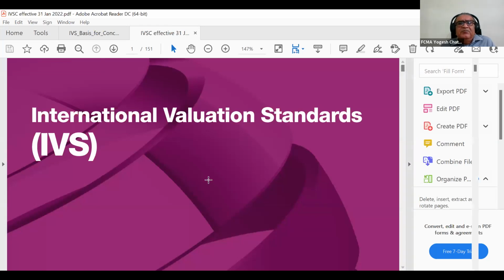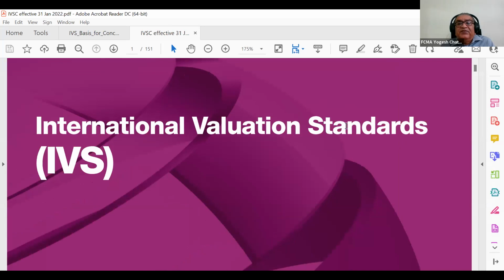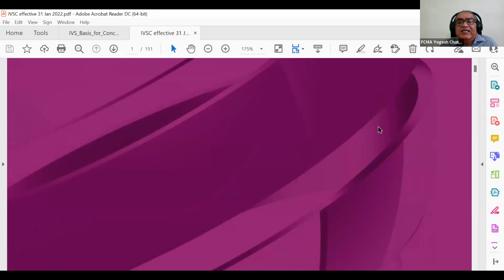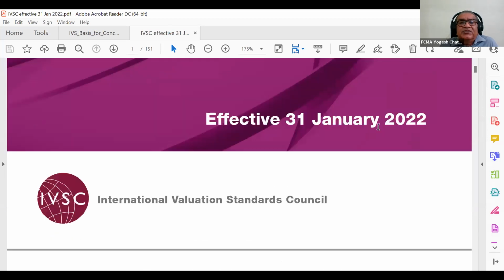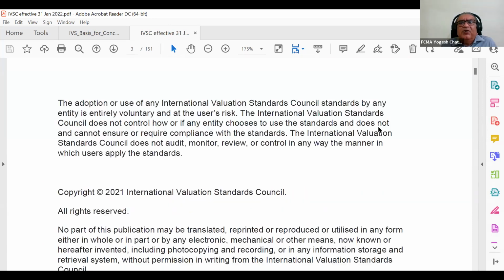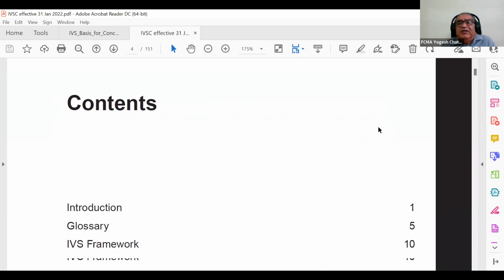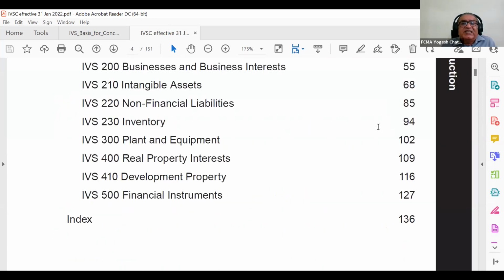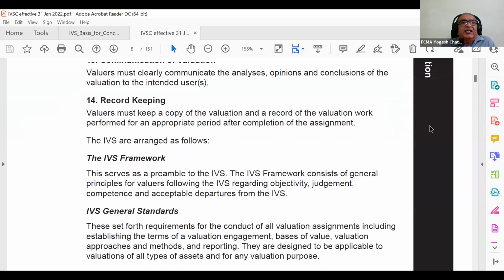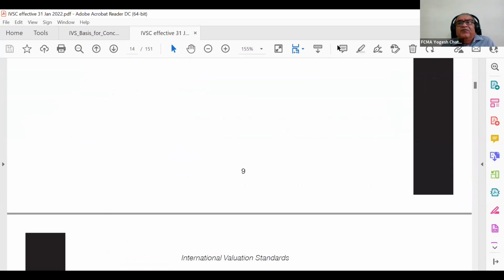This is a new book effective from 31st January 2022. So whatever changes we have seen, those changes are incorporated here. Going by these, it will be very difficult for us to know exactly which amendments have been made in this particular edition of the IVS.